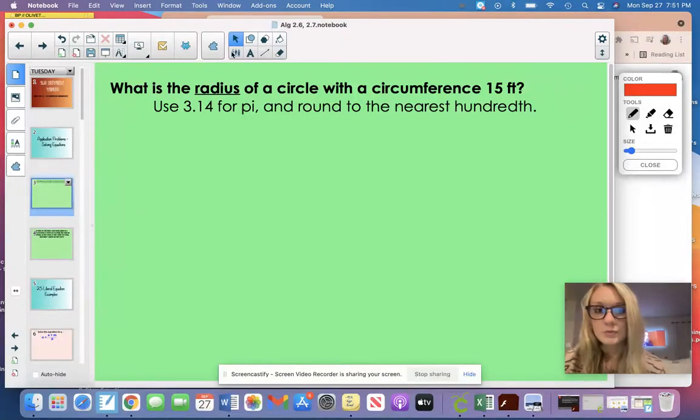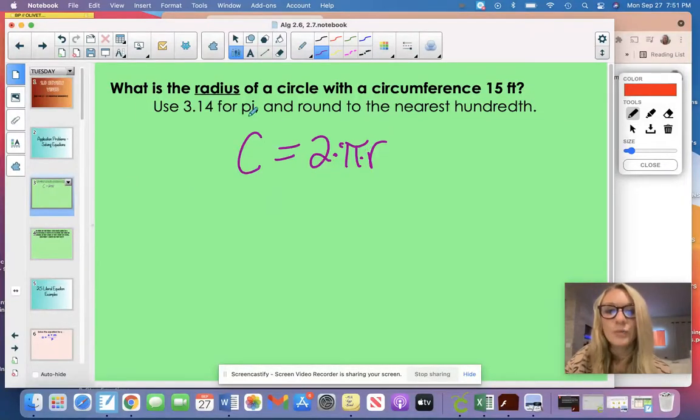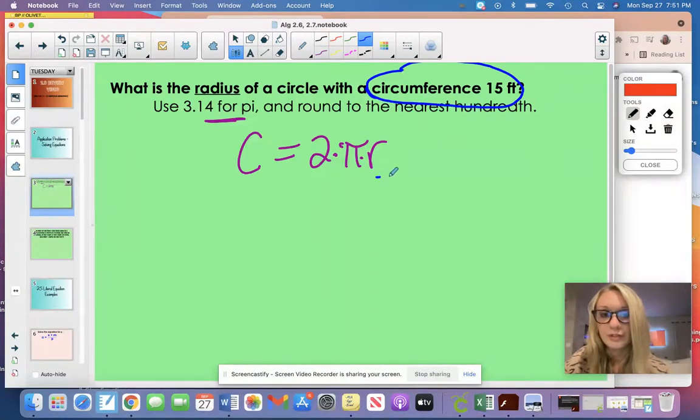What you're going to do here is, number one, write out the formula. So circumference equals 2 pi r. If you ever forget, Miss LeVan shared with you that rhyme, twinkle, twinkle, little star, circumference equals 2 pi r. There you go. We know that we're going to use 3.14 for pi. So in a second, I'm going to rewrite it with 3.14. We're also given the information that the circumference is 15 feet, and then we're looking for r.